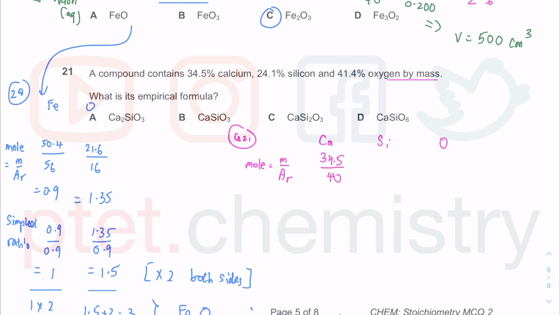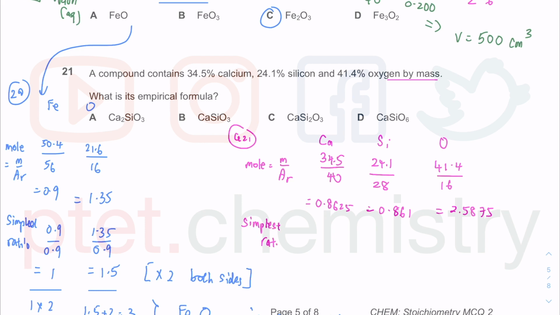Yep, Ar for calcium. And then 24.1 divided by 28, that's the atomic mass for silicon. And then last but not least, 41.4 over 16. Don't forget to evaluate and give a value as part of your working. Do not just leave it as a fraction like this. Evaluate so you can get a value. 41.4 divided by 16 is 2.5875.